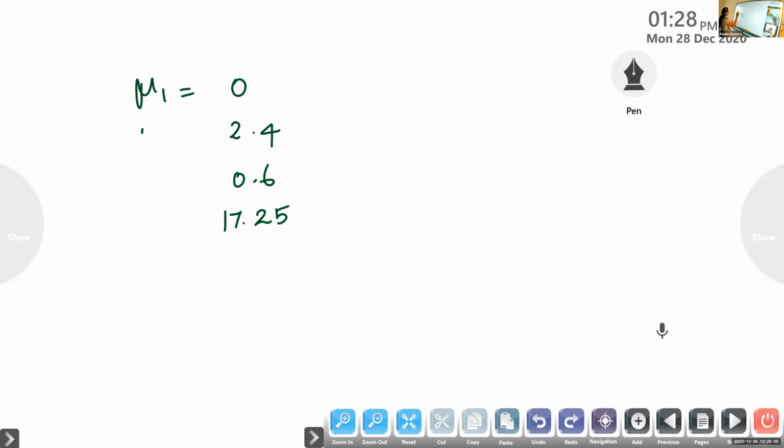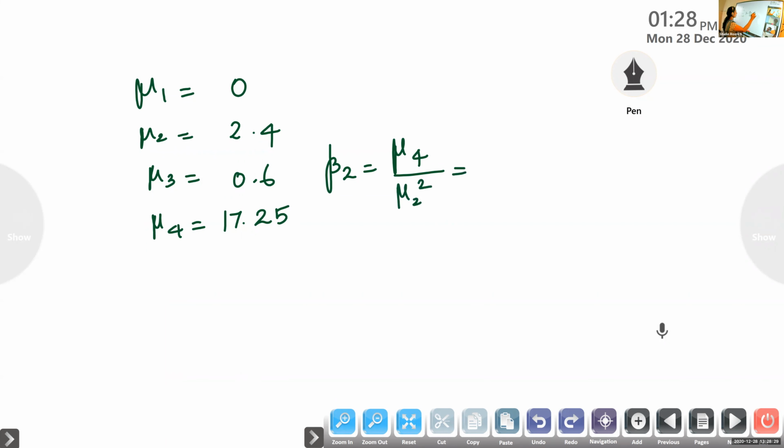So here mu1, mu2, mu3 and mu4, the first four central moments, are given, and we are asked to find the kurtosis. What is the formula we have learned for kurtosis? Beta 2 is equal to mu 4 by mu 2 square. What is mu 4? 17.25 by mu 2, 2.4 the whole square. Simplify this and find out whether it is platykurtic or meso.